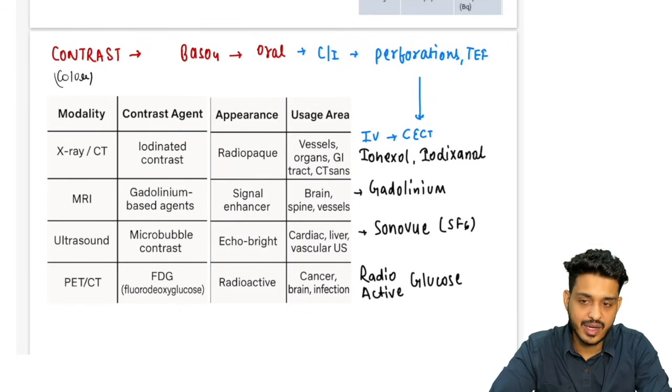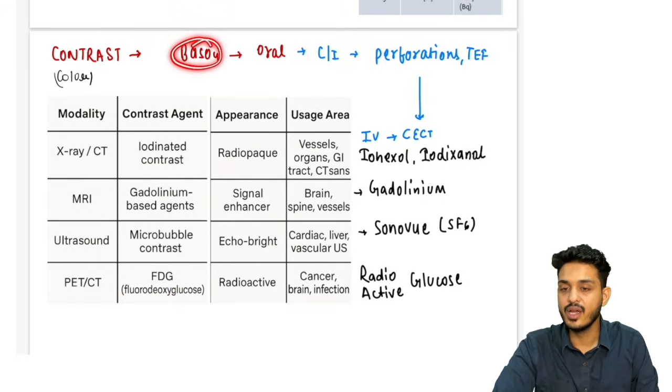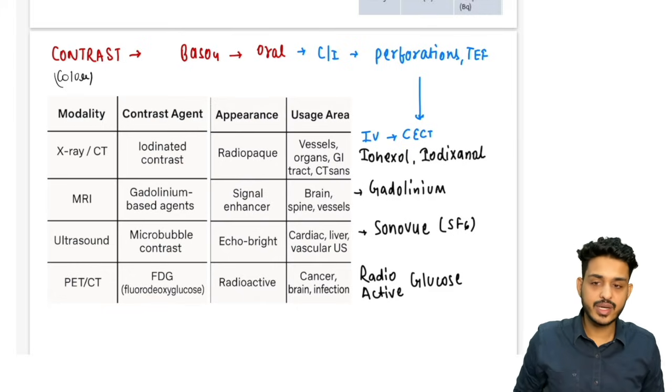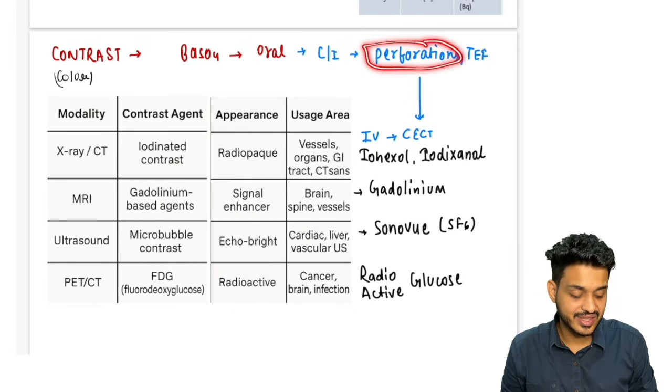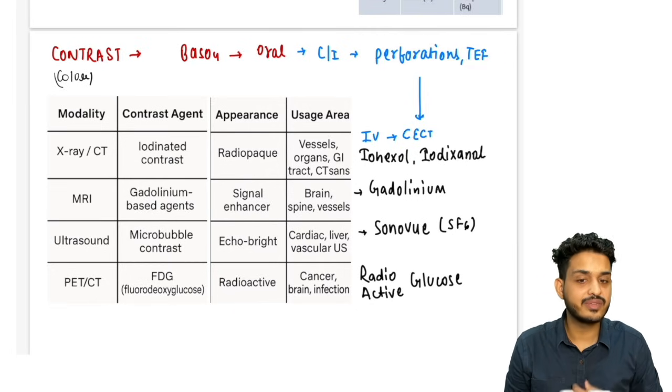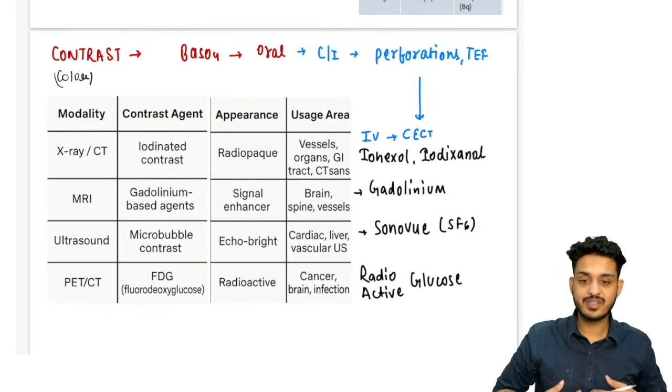So we can use barium sulfate. We give the patient barium sulfate to drink. Remember, this is contraindicated in cases of perforation or some kind of esophageal fistulas. If you are having some perforation, what will happen?